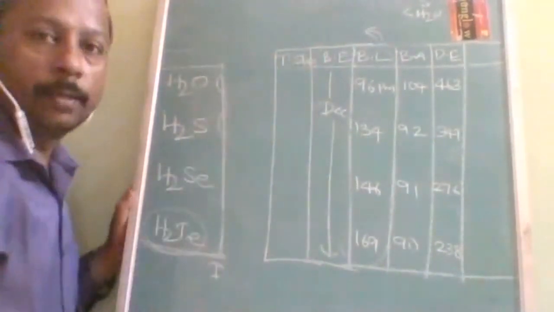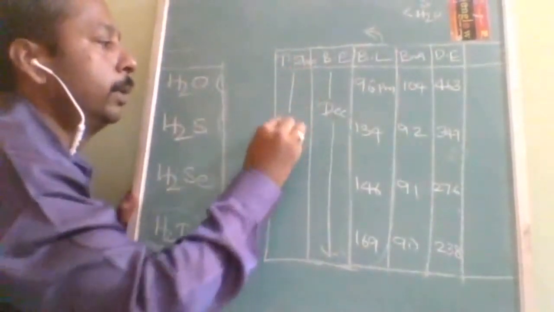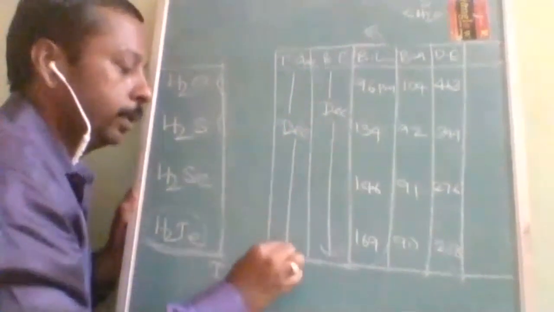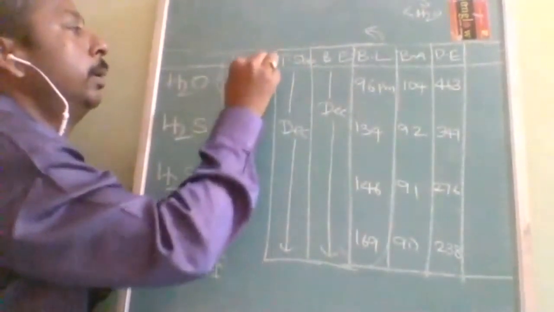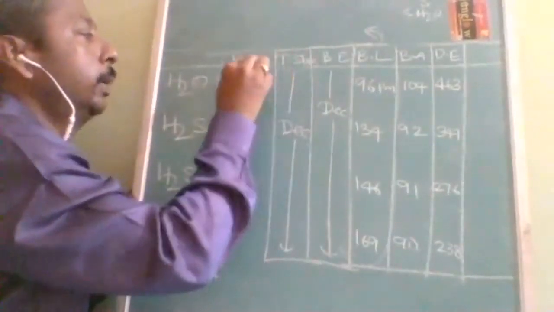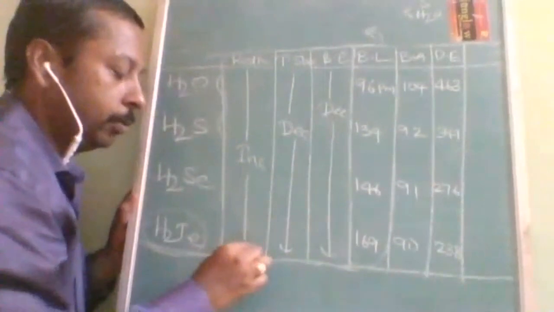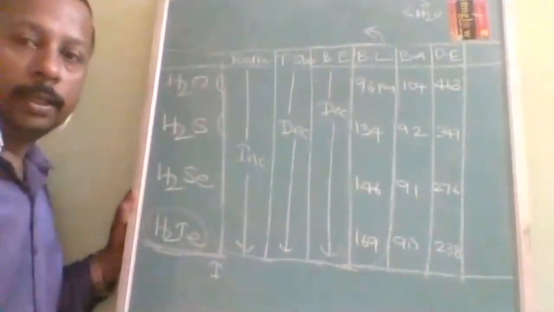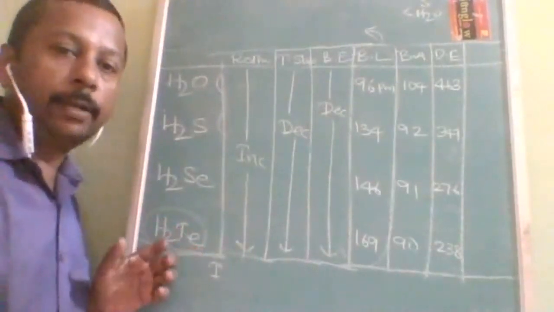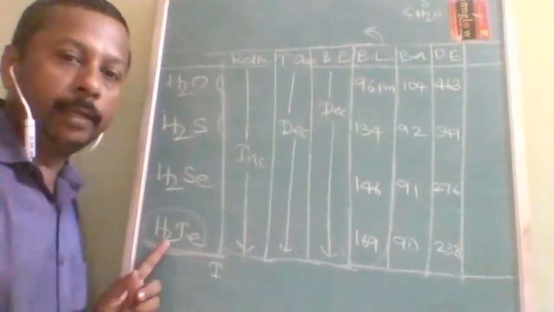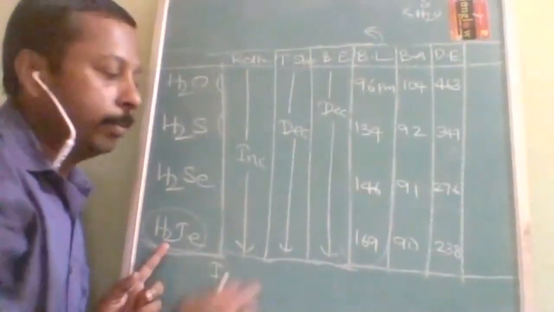What is it called? Thermal stability. T stab means thermal stability. Thermal stability also decreases, but reducing power increases. Reducing power means the tendency to give hydrogen to the required atom. So whoever is asking for hydrogen, it readily gives. Who will give? H2Te, because its bond energy is less and stability is less.